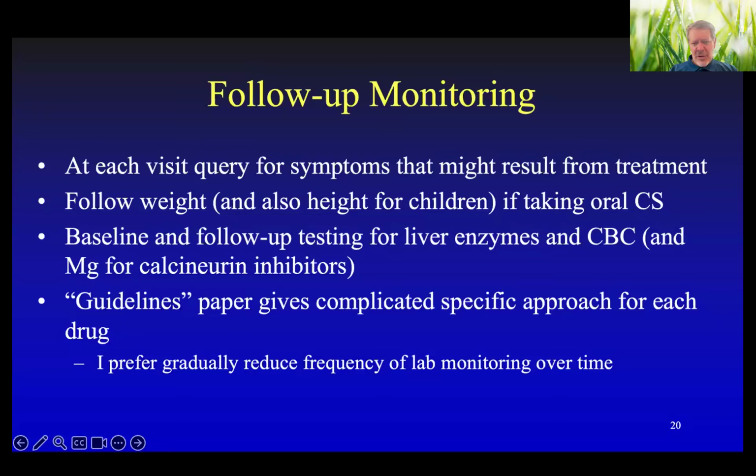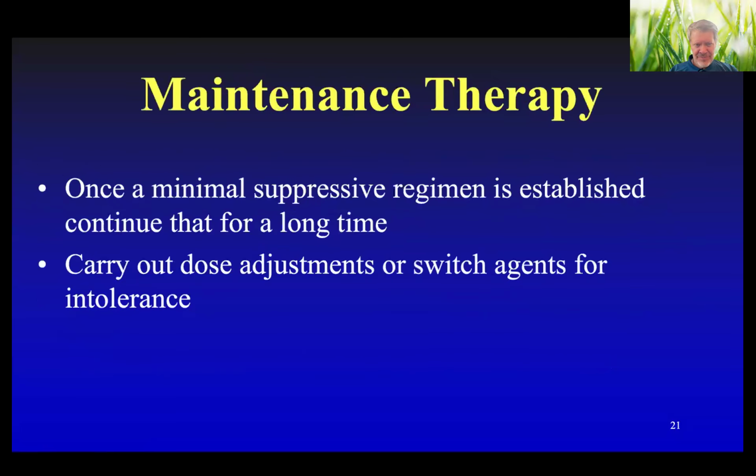And then we want to do follow-up testing for liver enzymes and complete blood count and for magnesium for calcineurin inhibitors. The guidelines paper gives a very detailed approach that's different for every drug, but I prefer to just do it baseline, 1 month, maybe 1 month again, and then quarterly after that, and then maybe going to semi-annually if nothing's happened for more than a year.